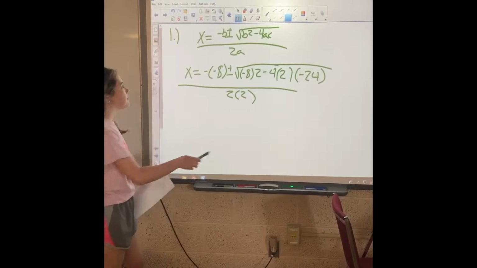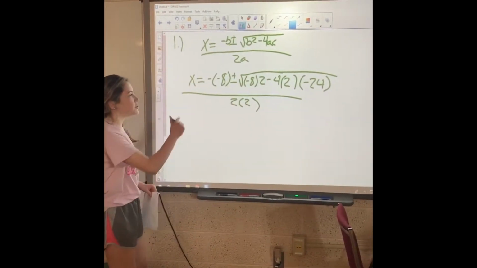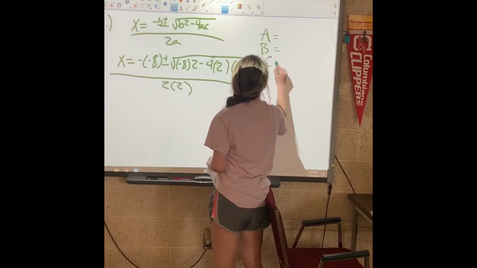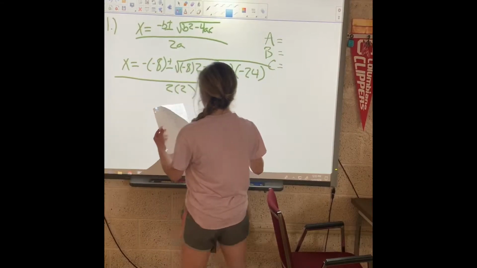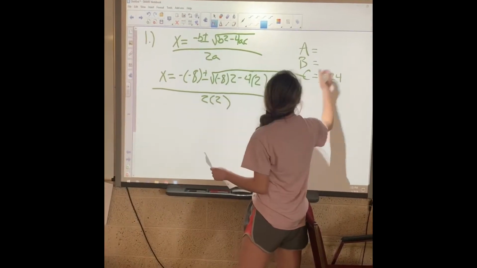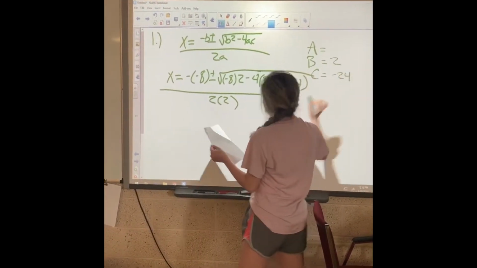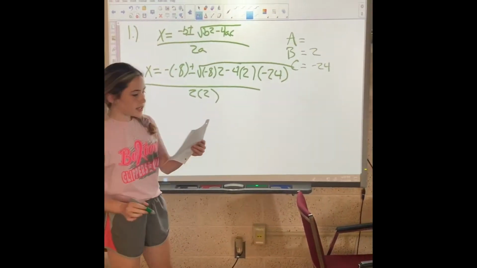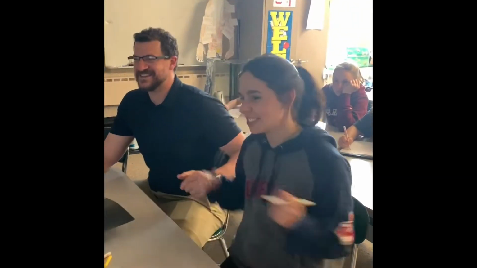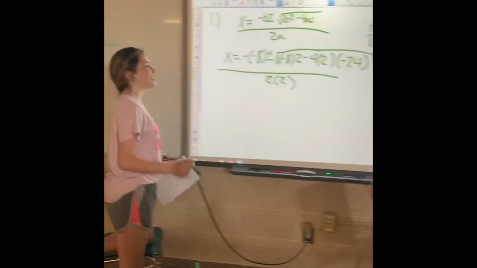So, our first equation, here's the quadratic formula. We already substituted in, so obviously c is negative 24, a is 2, and b is negative 8. So we substituted it all in, and now what do we have to do, Tommy? Simplify. Yes. So how are you gonna simplify it, Tommy?